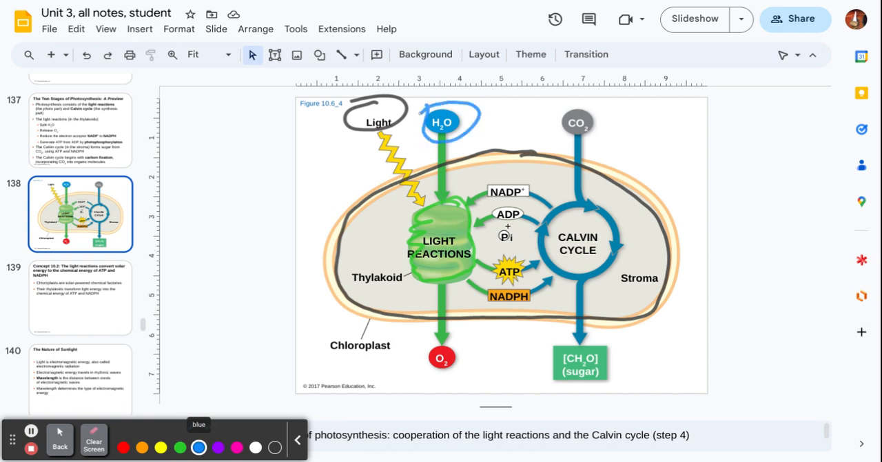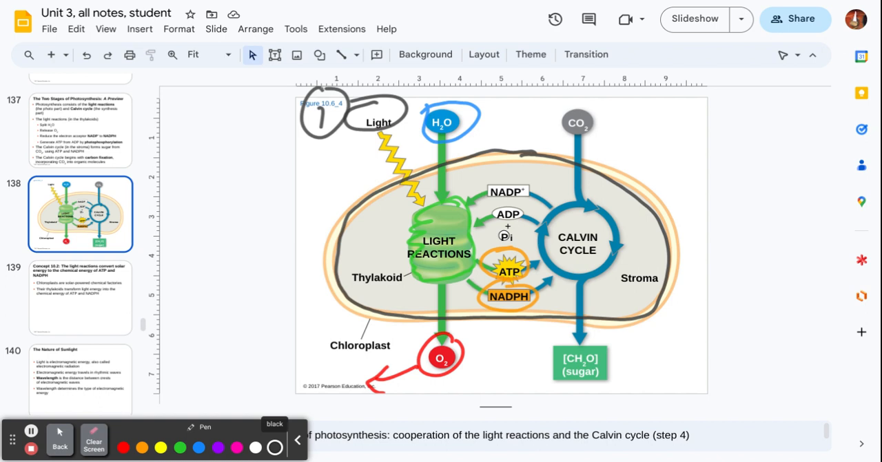And out of this whole process, oxygen comes out, goes away. ATP comes out. And NADPH comes out as well. That's the first part.